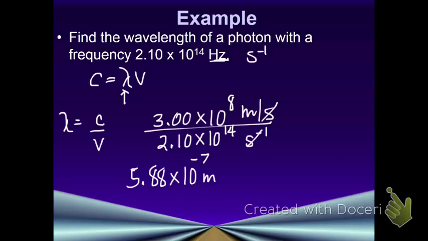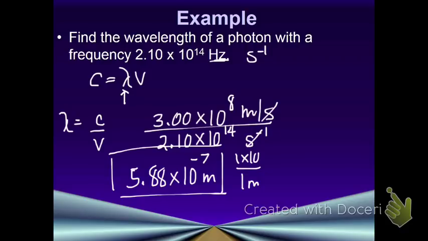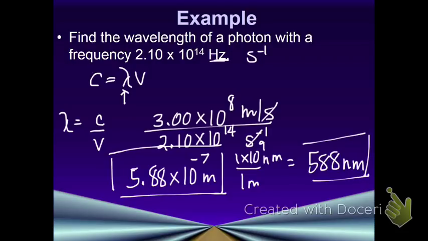Because it doesn't specify, I could leave it in meters. So this could be my answer. Or if I wanted to get an idea of how that compares to visible light, I would go ahead and say in nanometers. So 1 meter is 1 times 10 to the 9 nanometers, which would be the equivalent of 588 nanometers. Now, on your homework, if it doesn't specify, you could leave it in meters. But if it does specify, you'd need to put it in nanometers. So that is the speed of light equation.